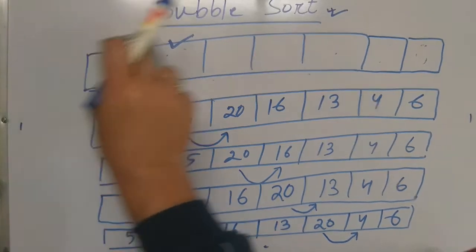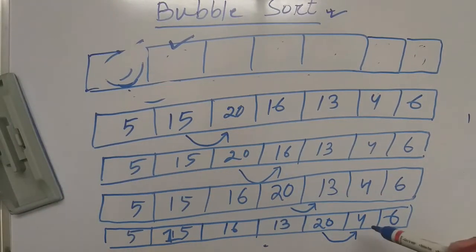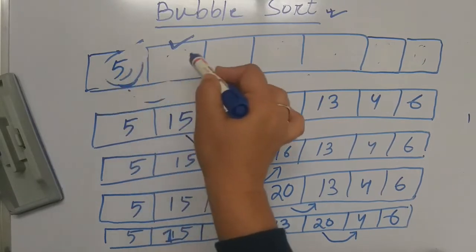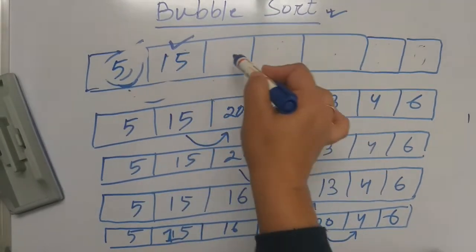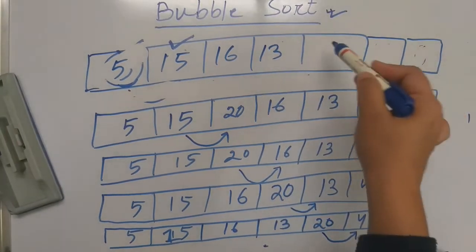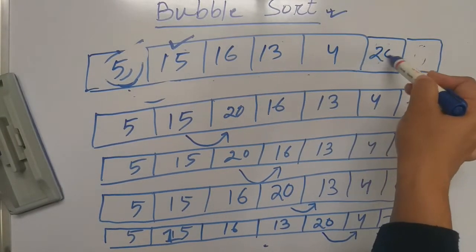Look at this. After that, 20 and 4, we compare them. The 4 is the smallest element, so what are we writing here? We write 5, then 15, then 16, then 13, then 4, and then 20.